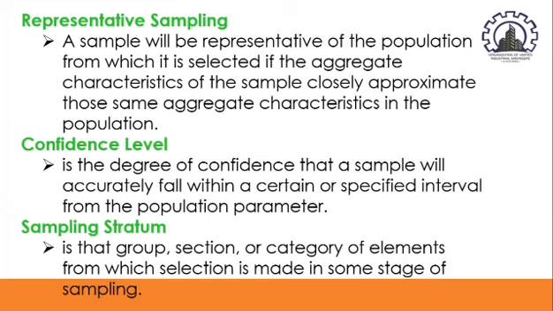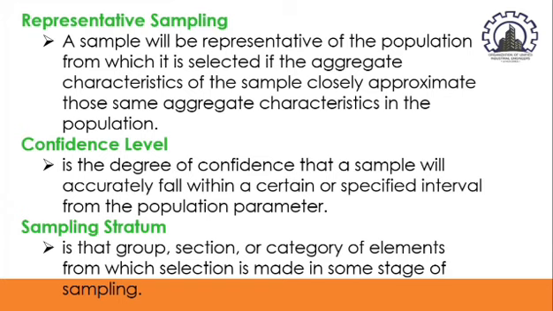For example, you may select a sample of census blocks in a city, then select a sample of households from the selected blocks, and finally, select a sample of adults from the selected household. So the city is the primary sampling stratum, the census blocks are the secondary sampling stratum, and the households are the final sampling stratum. All right.